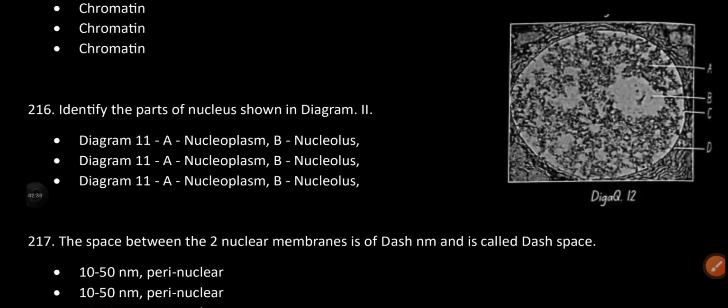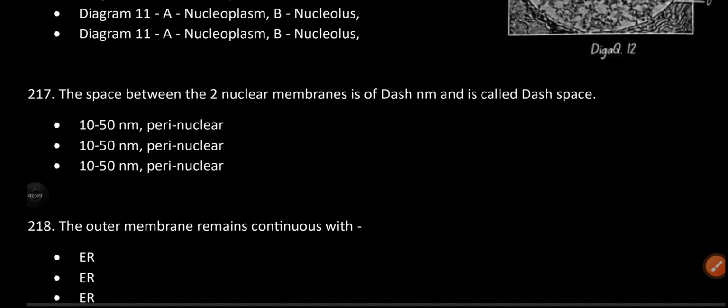Identify the parts of nucleus shown in diagram 2. A. Nucleoplasm. B. Nucleolus. The space between the two nuclear membranes is 10 to 50 nanometer and is called perinuclear space.